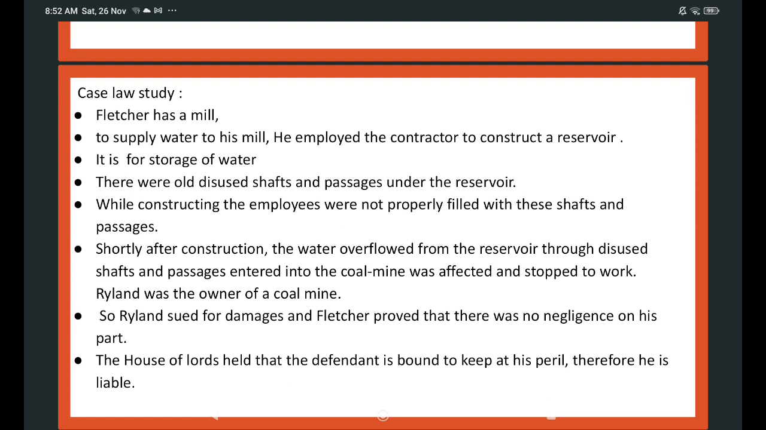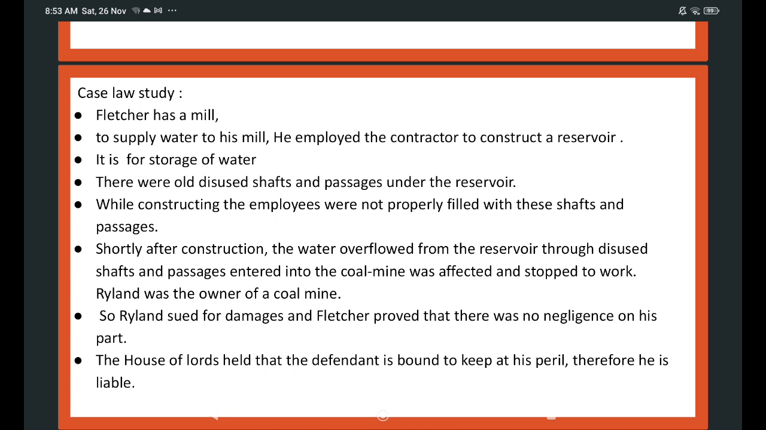Case law: Fletcher has a mill. To supply water to his mill, he employed a contractor to construct a reservoir. It is for storage of water. The purpose of the reservoir was to provide water to the defendant's mill. There are old disused shafts under the site of the reservoir. This fact was known to the defendant or contractor.